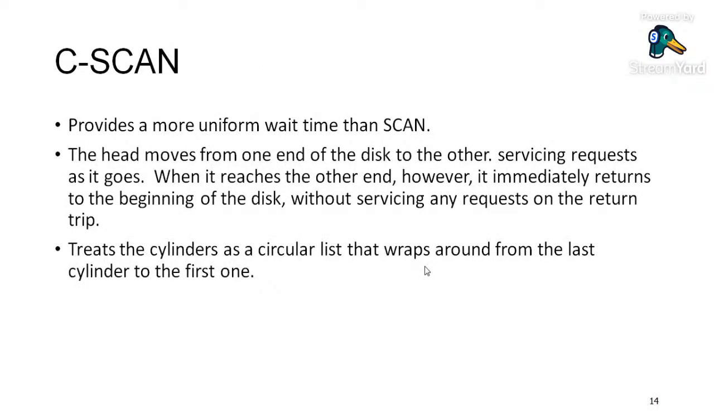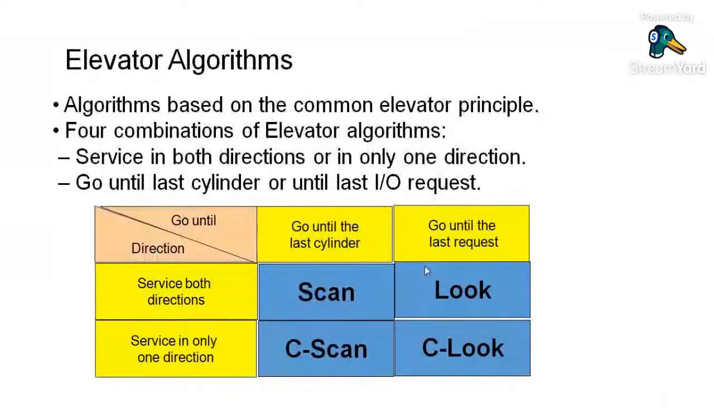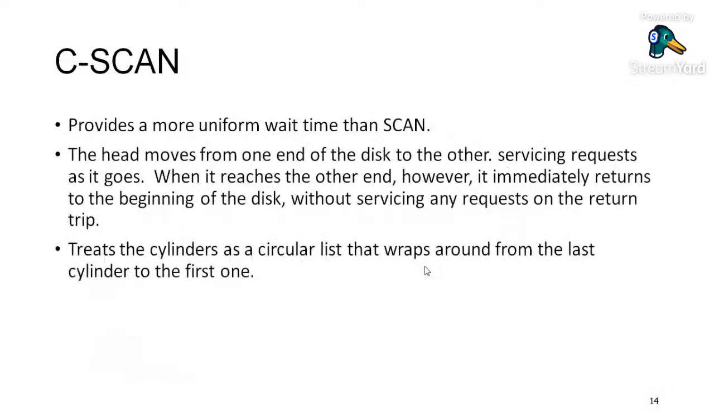Now the next one is the circular scan. As the name itself indicates, it scans circularly, and the snapshot shows what is there in the circular scan: go until the last cylinder and service in only one direction. Circular scan provides a more uniform wait time than SCAN. It has to go from one end of the disk to the other end. The head moves from one end of the disk to the other, servicing requests as it goes.